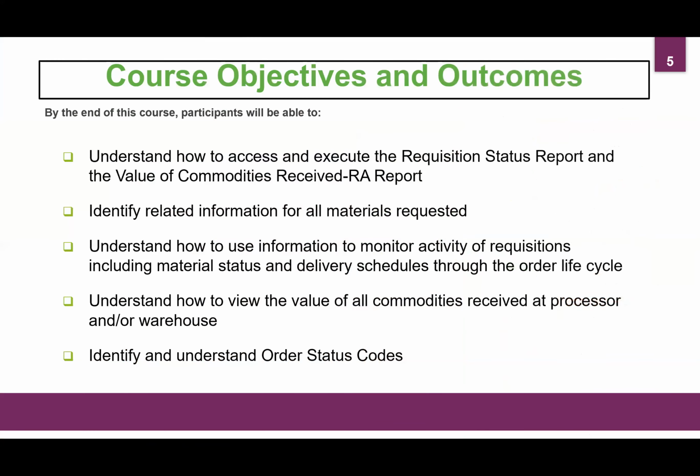Okay, so the course objectives: understand how to access and execute the requisition status report and the value of commodities received for the RA report, identify related information for all materials requested, and understand how to use information to monitor activity of requisitions, including material status and delivery schedules through the order cycle. Understand how to view the value of commodities received at the processor or the warehouse, and identify and understand the order status code.